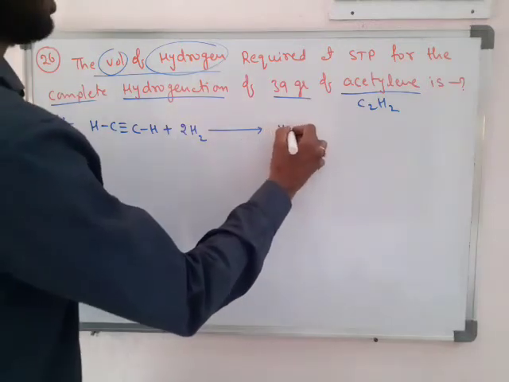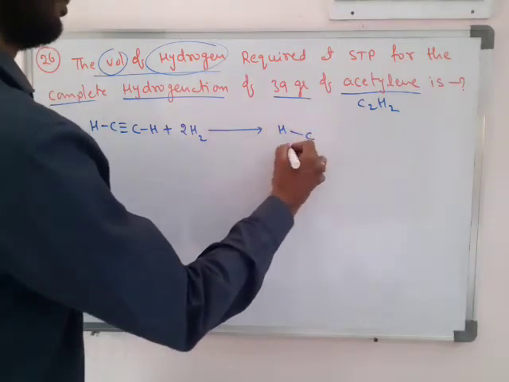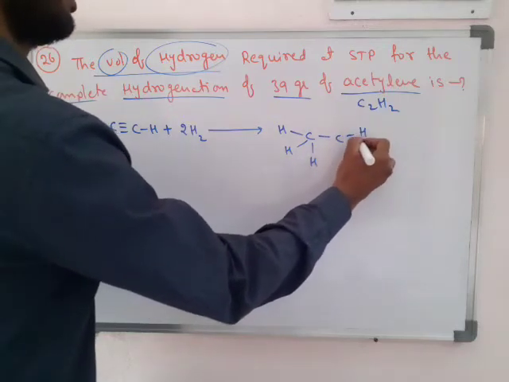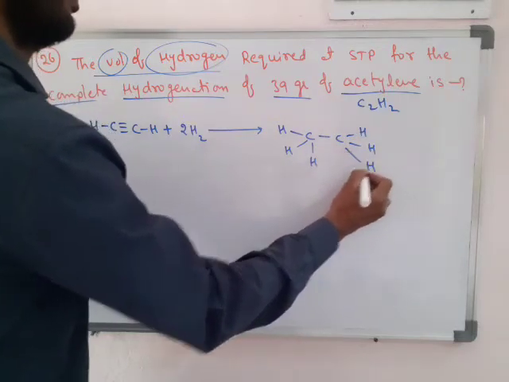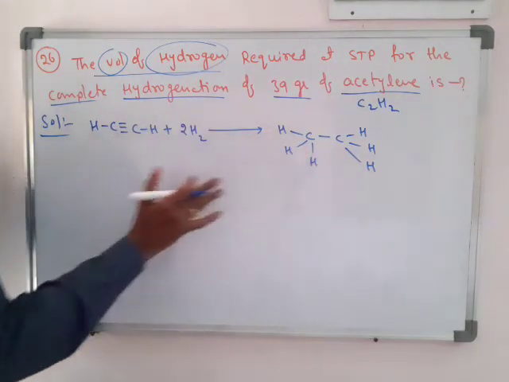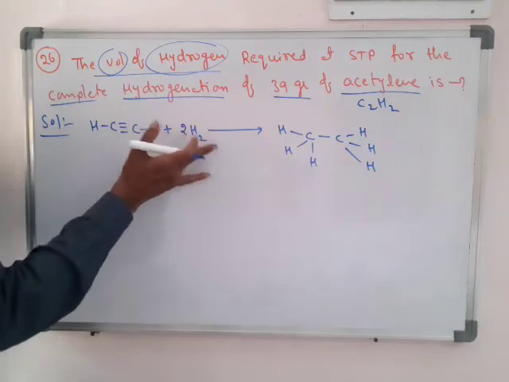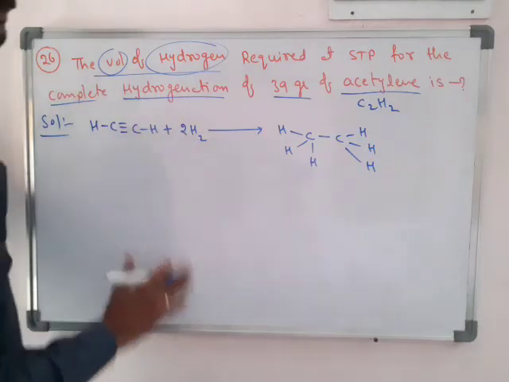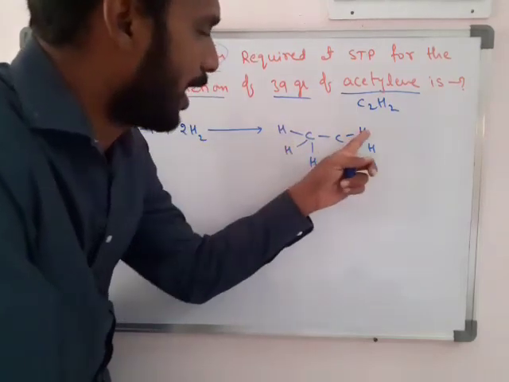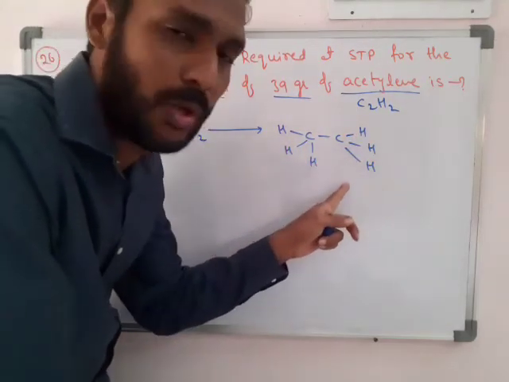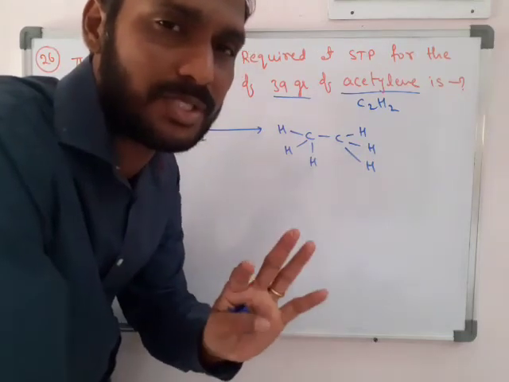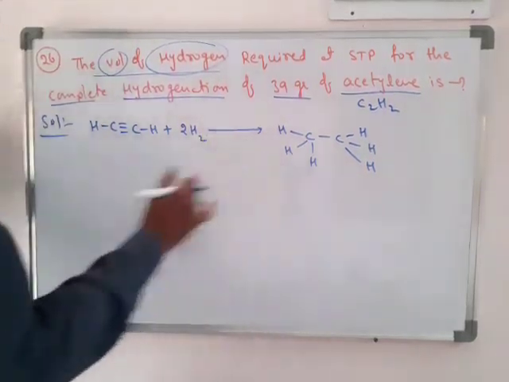Now it becomes C2H6. So this unsaturated compound becomes totally saturated. So more than 4 hydrogens cannot be added. The maximum carbon valency is 4. So only 1 hydrogen is there, and it can take 2 hydrogen, and another 2 hydrogen. Total 2 H2 molecules and 4 hydrogen atoms can be added. This is called complete hydrogenation.